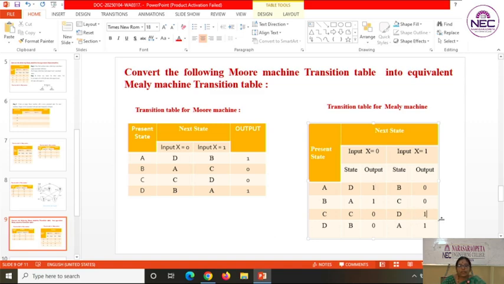This is the Mealy transition table, and this is the Moore transition table. In the Moore circuit, the output depends upon the present state, and in the Mealy circuit, the output depends upon the present state and present inputs.